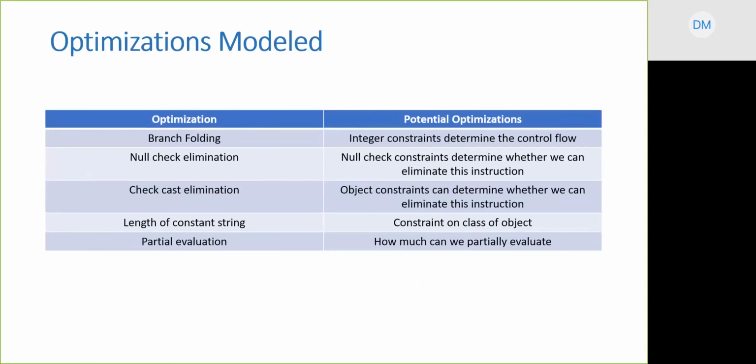Based on this list, I think there's only 2 that would be relevant in OMR right now anyway, right? The branch folding and the partial evaluation. The other 3 are probably Java-centric, depending on how you implemented your language.